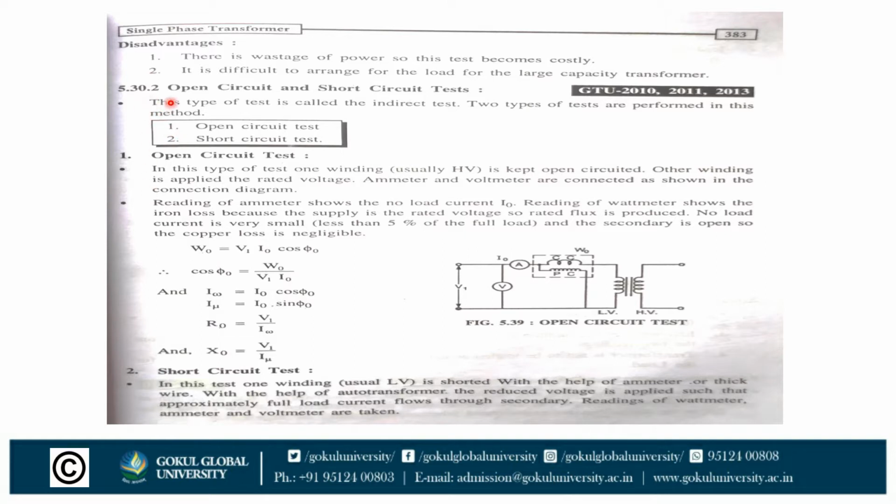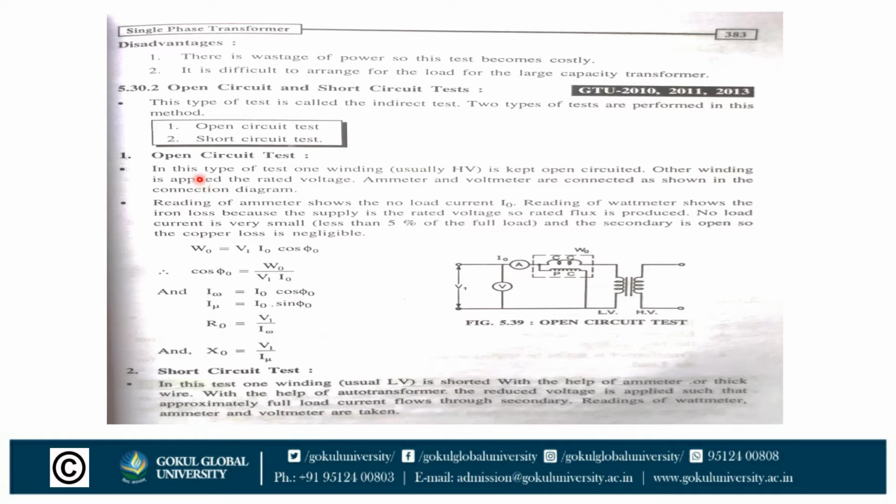Now second method, open circuit test and short circuit test. This type of test is called the indirect test. Two types of tests are performed in this method. First one is open circuit test and second one is short circuit test. First we discuss the open circuit test. Here is the figure of open circuit test. Here the secondary winding is open circuited, meaning the high voltage winding is open circuited, and we connect the wattmeter at the low voltage winding, meaning the primary side.